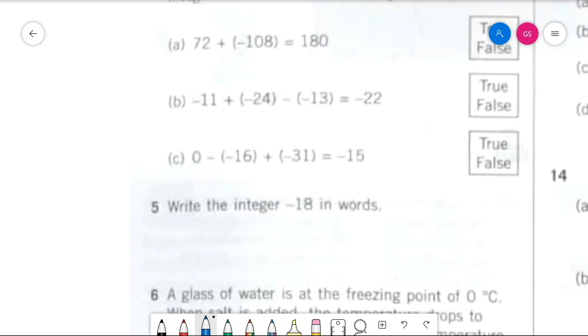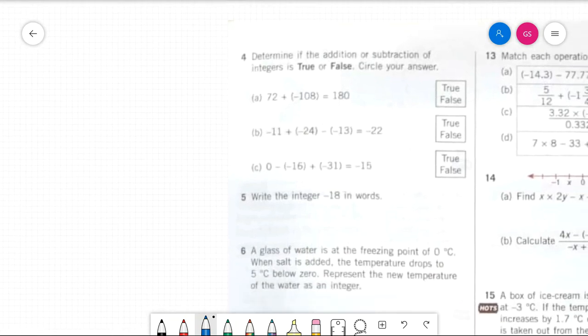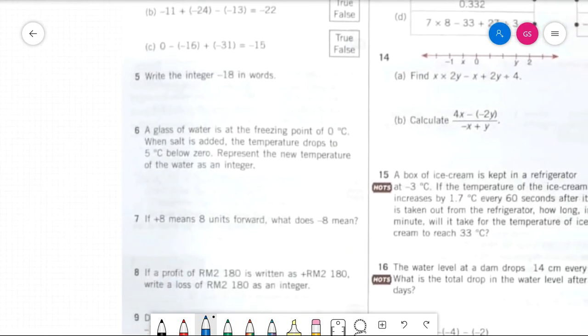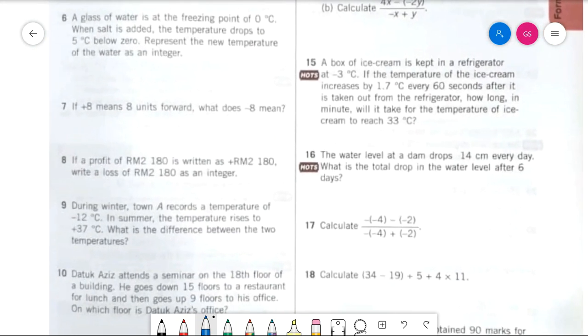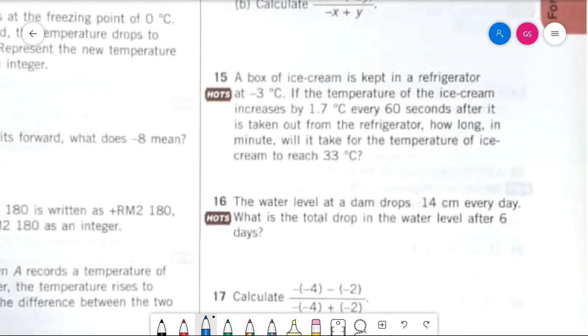Today we're going to look at Form 1 Mathematics, Chapter 1 Revision. We're just going to go through a few structure questions. Very easy, true, false, that kind of question, then a bit of problem solving, because most students will be trapped in this chapter in the problem solving.